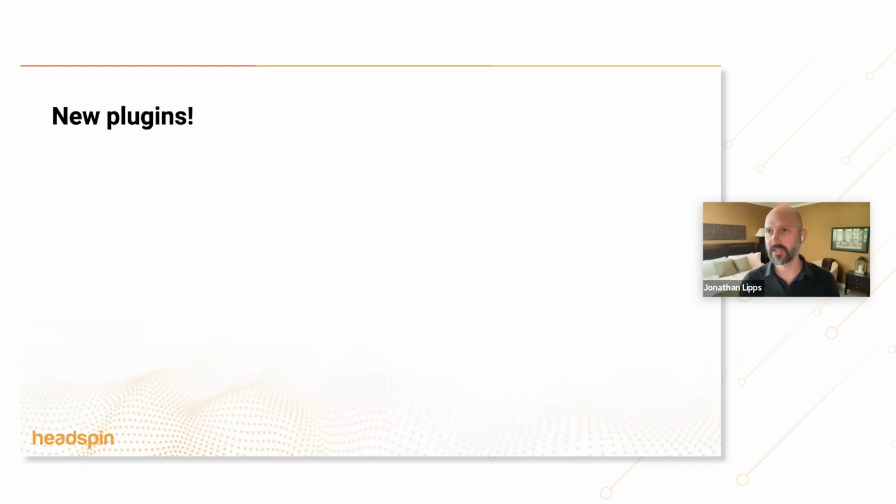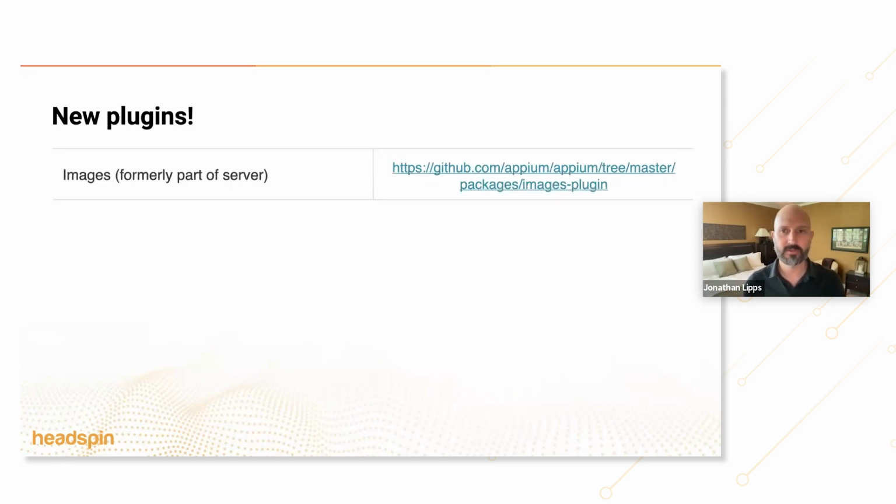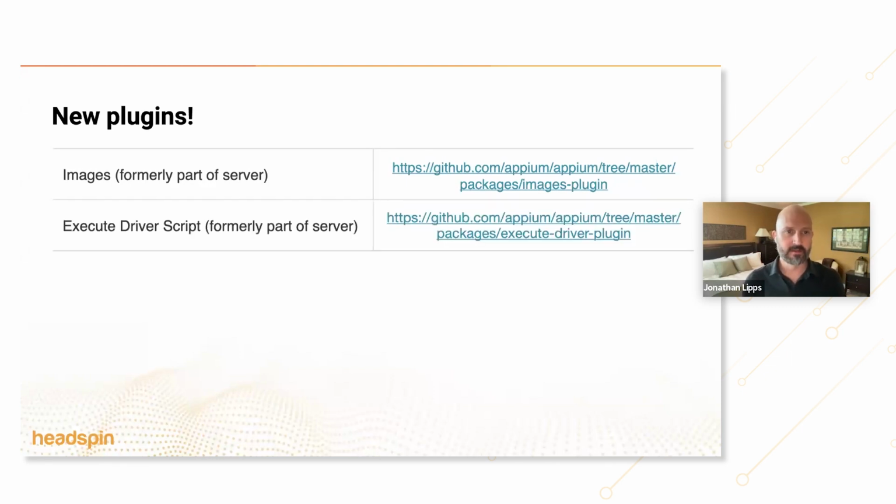Then there are some plugins I'll give some examples of that you can use today. One is the images plugin, which I already talked about. It lives in the Appium mono repo. There's also an execute driver script plugin, which was formerly part of the Appium 1 server, but was such a different sort of feature that we broke it out into its own plugin for a number of reasons.